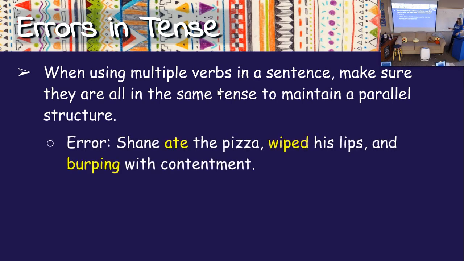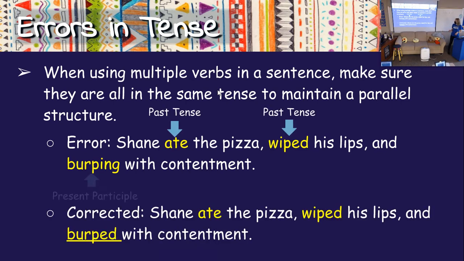So here would be an example of an error. Shane ate the pizza, wiped his lips, and burping with contentment. We have a past tense, and then a present participle. And it doesn't work. And it probably sounds really wrong too. So all we would have to do is fix the present participle to be past tense. So here would be the corrected: Shane ate the pizza, wiped his lips, and burped with contentment. We just change that "burping" to the past tense verb. And then we're good to go.